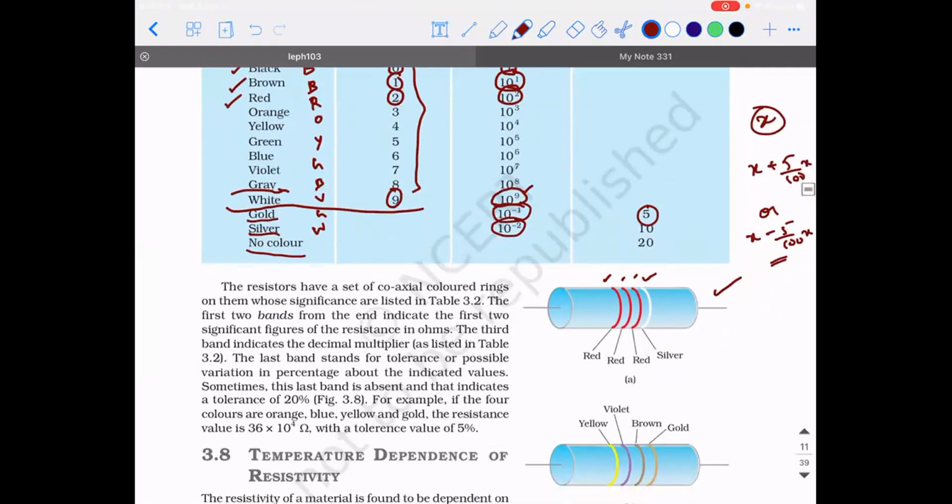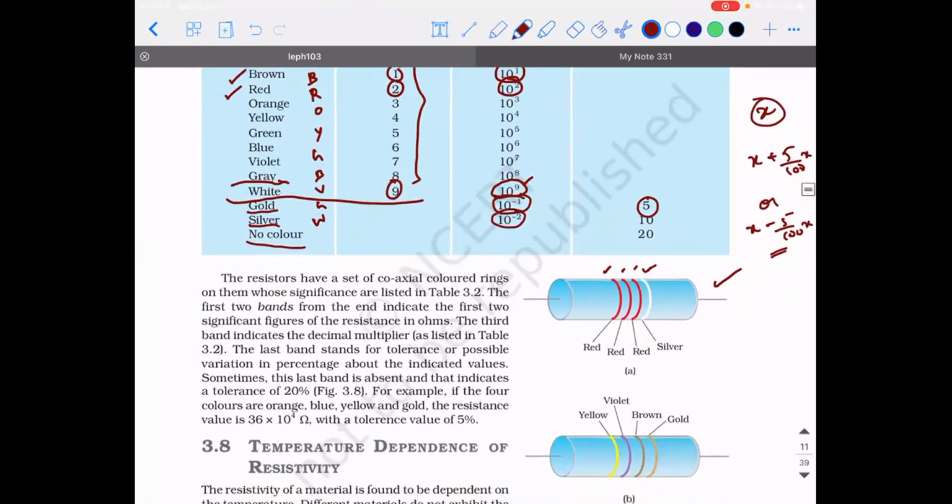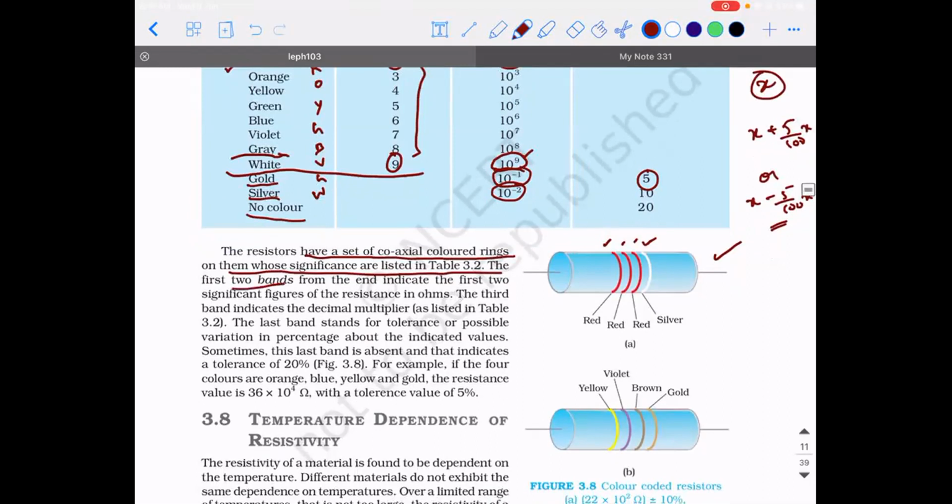Okay. So how to find the color code: these resistors have a set of coaxial colored rings. The first two bands indicate the first two significant figures of the resistance in ohms. The third one represents the multiplier. And the last one represents the tolerance.